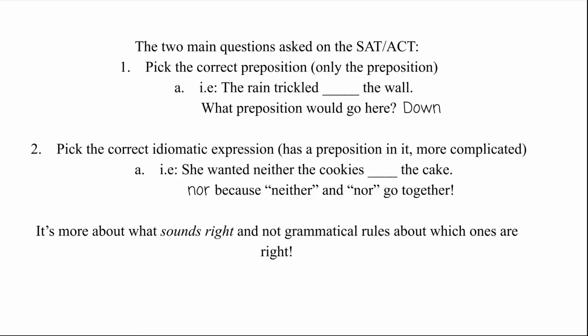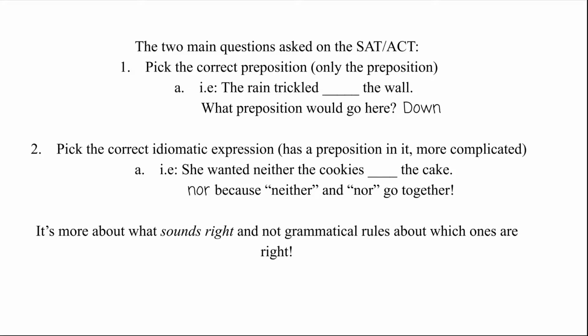So you're only going to have to work with the preposition. For example, the rain trickled, underlined portion, the wall. So you just have to ask yourself, what preposition would go here? What would I say in normal speech? Something that really helps me is to try to picture a more simple situation, like in everyday life, where I might use the preposition or use that phrase that they're asking me about. So here, the rain trickled down the wall would make the most sense.